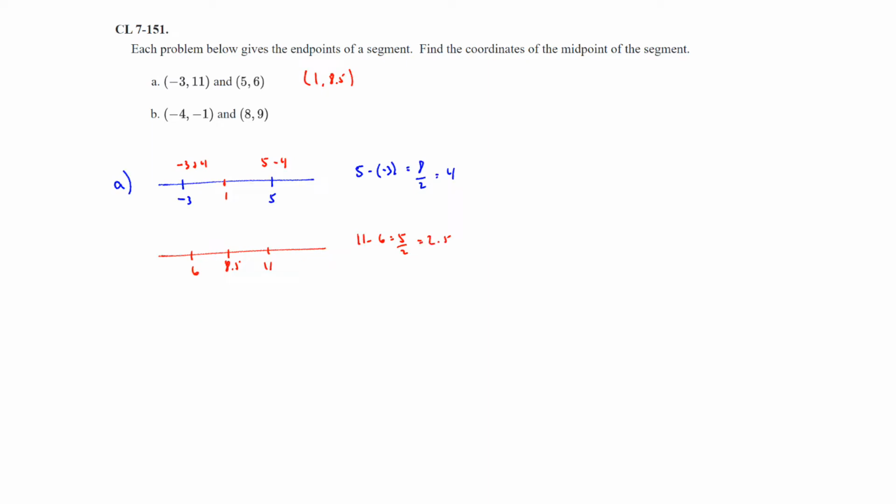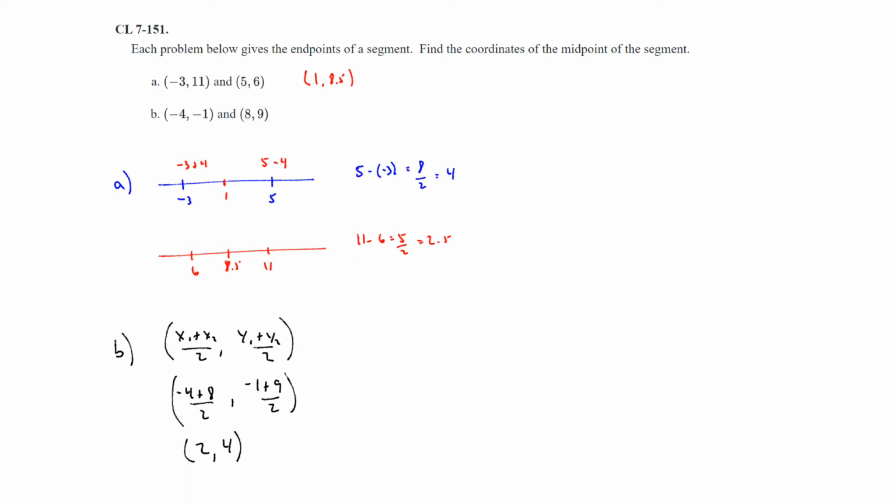I'm going to go ahead and show you a second way that some of you might be using. The second way is just to find the average of your x's. That will find the midpoint. So for example, you take your x-coordinates and divide by 2, and then you take your y-coordinates and divide by 2. So this would be negative 4 plus 8 divided by 2, and then y would be negative 1 plus 9 divided by 2. So that'd be 4 divided by 2 is 2, and 8 divided by 2 is 4.